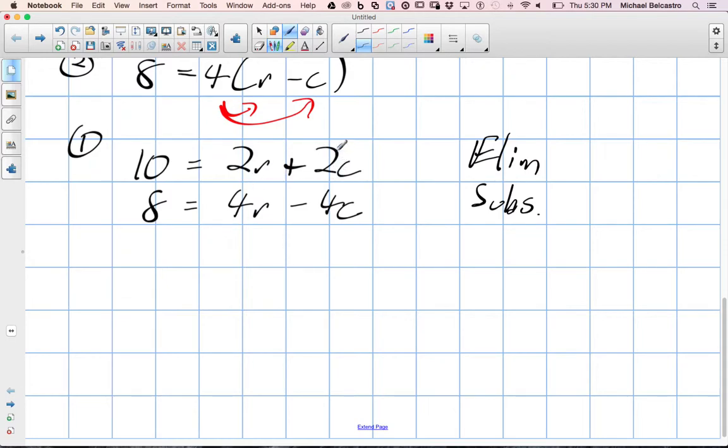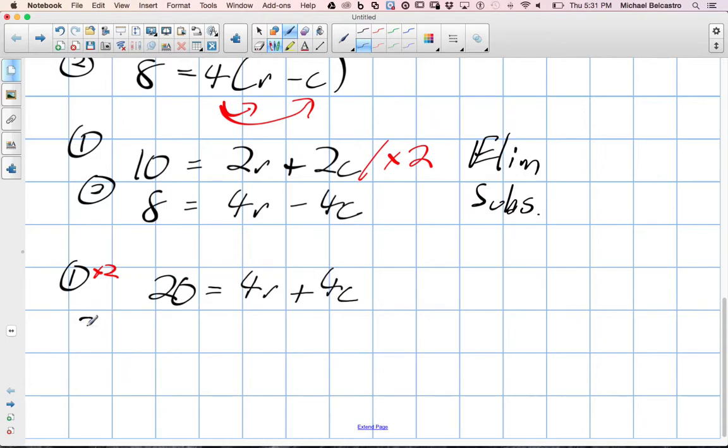So what I'm going to do is change the first equation to have coefficients of 4. That means I'm going to multiply the very first equation, everything in it, by 2. So write that down here. Now our first equation times 2 becomes 20 equals 4r plus 4c. And our second equation is 8 equals 4r minus 4c.